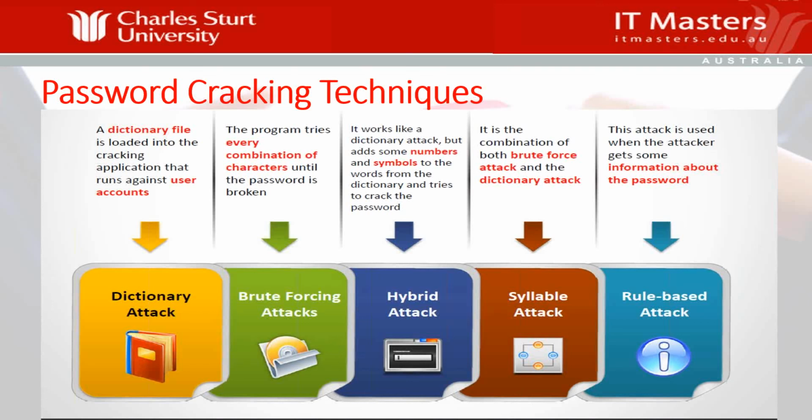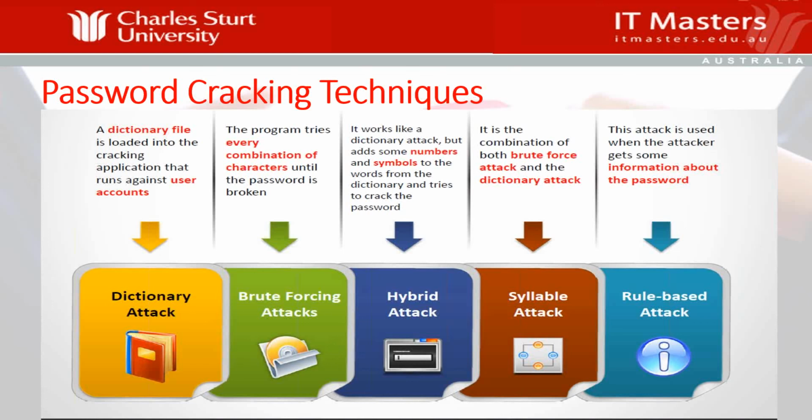Password cracking can be done via dictionary attack. A dictionary file is basically a file with lots of words on it. It can be done via brute forcing attack. Basically, you use every combination of characters there, and you saw how it worked in my previous demo. Then we have hybrid attack. It's basically the mix of dictionary attack, and they use some numbers, symbols, and etc. on it. Then we got a syllable attack, which is the combination of brute force and dictionary attack.